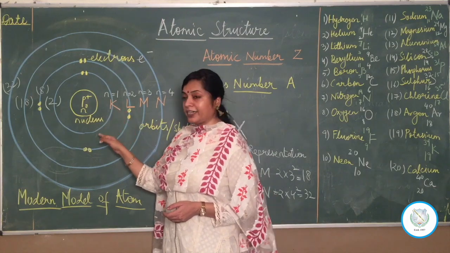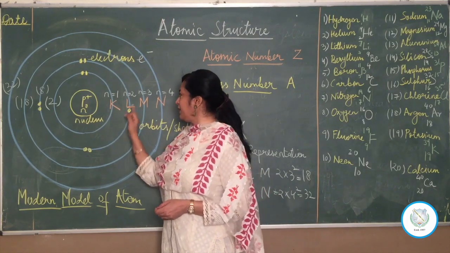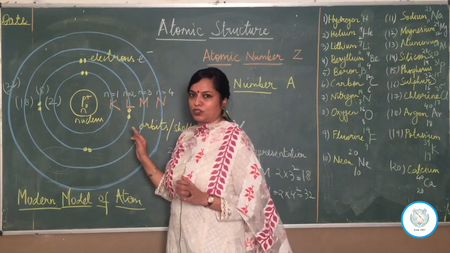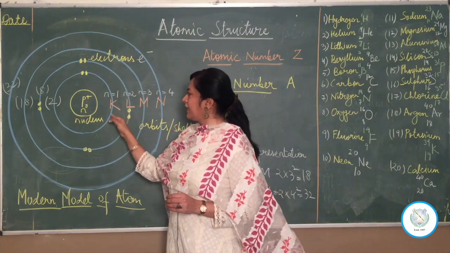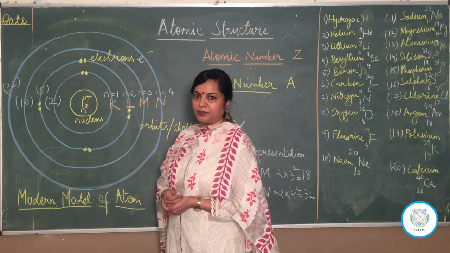Once K shell gets filled, then it will go to L shell. Once that gets filled, it will go to M shell. Though this rule has a lot of exceptions also, later on it was found. But this was the second point, that electrons have to be filled in a stepwise manner.